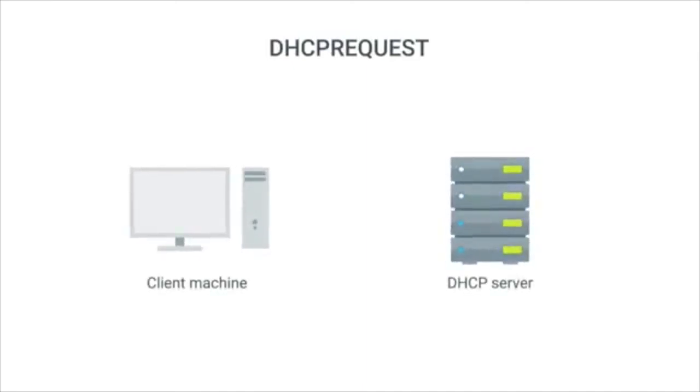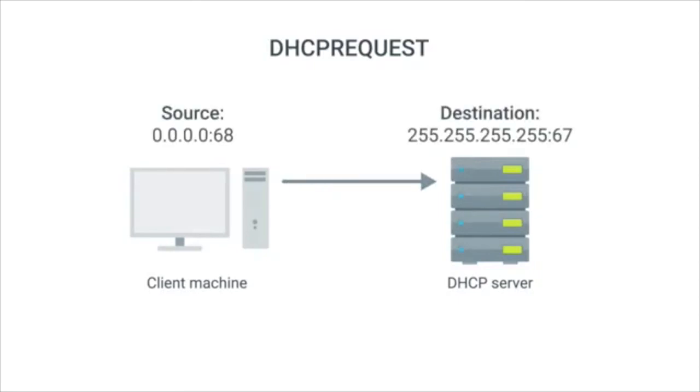But this is rare. More often, the DHCP client would respond to the DHCP offer message with a DHCP request message. This message essentially says, yes, I would like to have an IP that you offered to me. Since the IP hasn't been assigned yet, this is again sent from an IP of 0.0.0.0 and to the broadcast IP of 255.255.255.255. Finally, the DHCP server receives the DHCP request message and responds with a DHCP ACK or DHCP acknowledgement message.